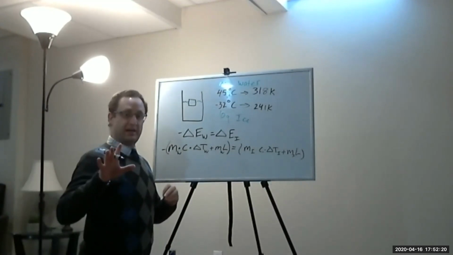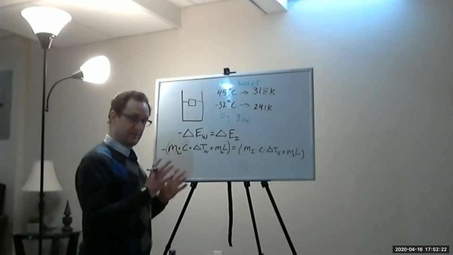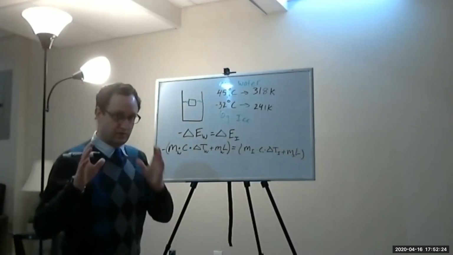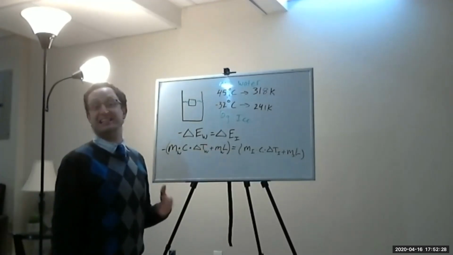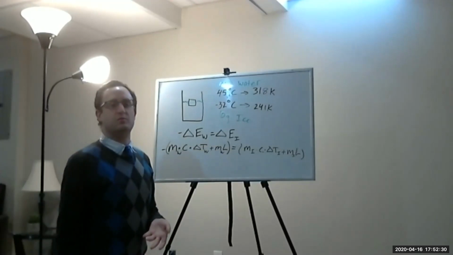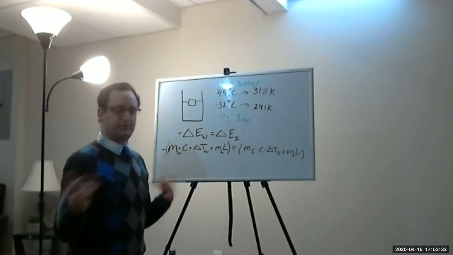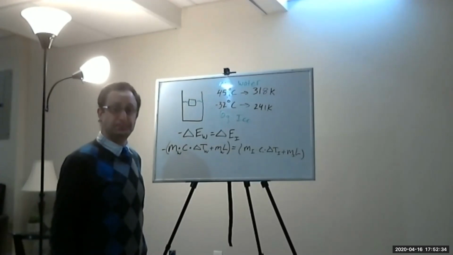But remember that most materials have a different constant for solid to liquid than they do for liquid to gas, okay? So in this case, it would be the latent heat of fusion, which is what we call it when we're going back and forth between liquid and solid. Okay. Any other questions?